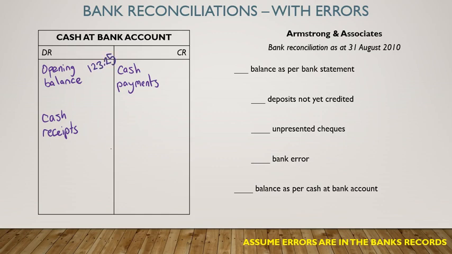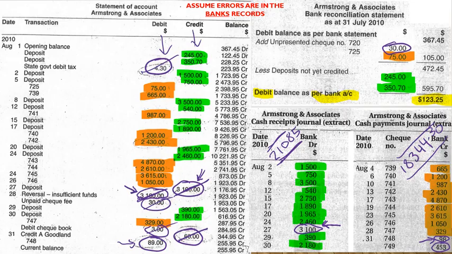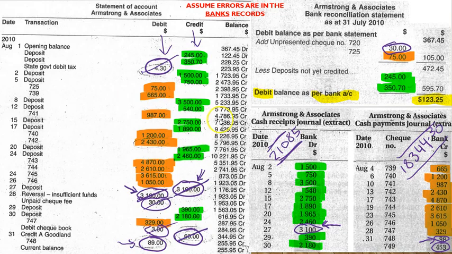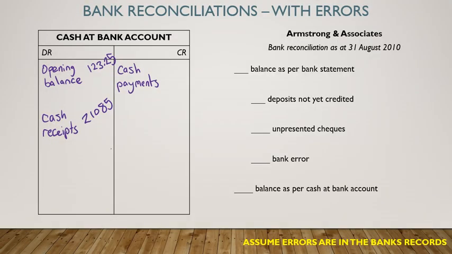Hopefully you'll get more room to write than I've put there. Then I need my cash receipts, and my cash receipts there is $21,085. And my cash payments journal is there, $18,344.30. Now we have a look at both sides. It looks like the debit's going to be higher, which means our closing balance will be a debit, which is great. And all we need to do is find out how much more is in debit.